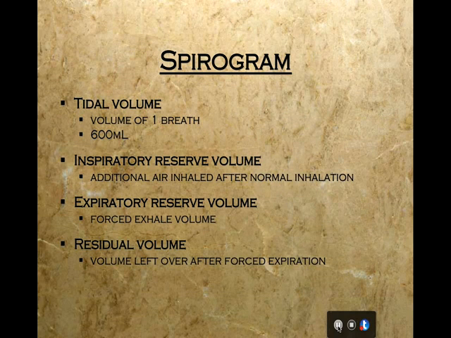The spirogram provides a way of measuring different volumes of air in the lungs. A diagram of this can be seen on the following slide. The tidal volume is the volume of one breath of air during quiet respiration and is approximately 600 milliliters. The inspiratory reserve volume is the additional air that can be inhaled after a normal inspiration. The expiratory reserve volume is the additional volume of air that can be forced out after a normal quiet expiration. The residual volume is the volume of air left over after forcefully exhaling. Even after blowing out as much air as you can, there is still some space in the lungs that is filled with air that you are not able to get out.